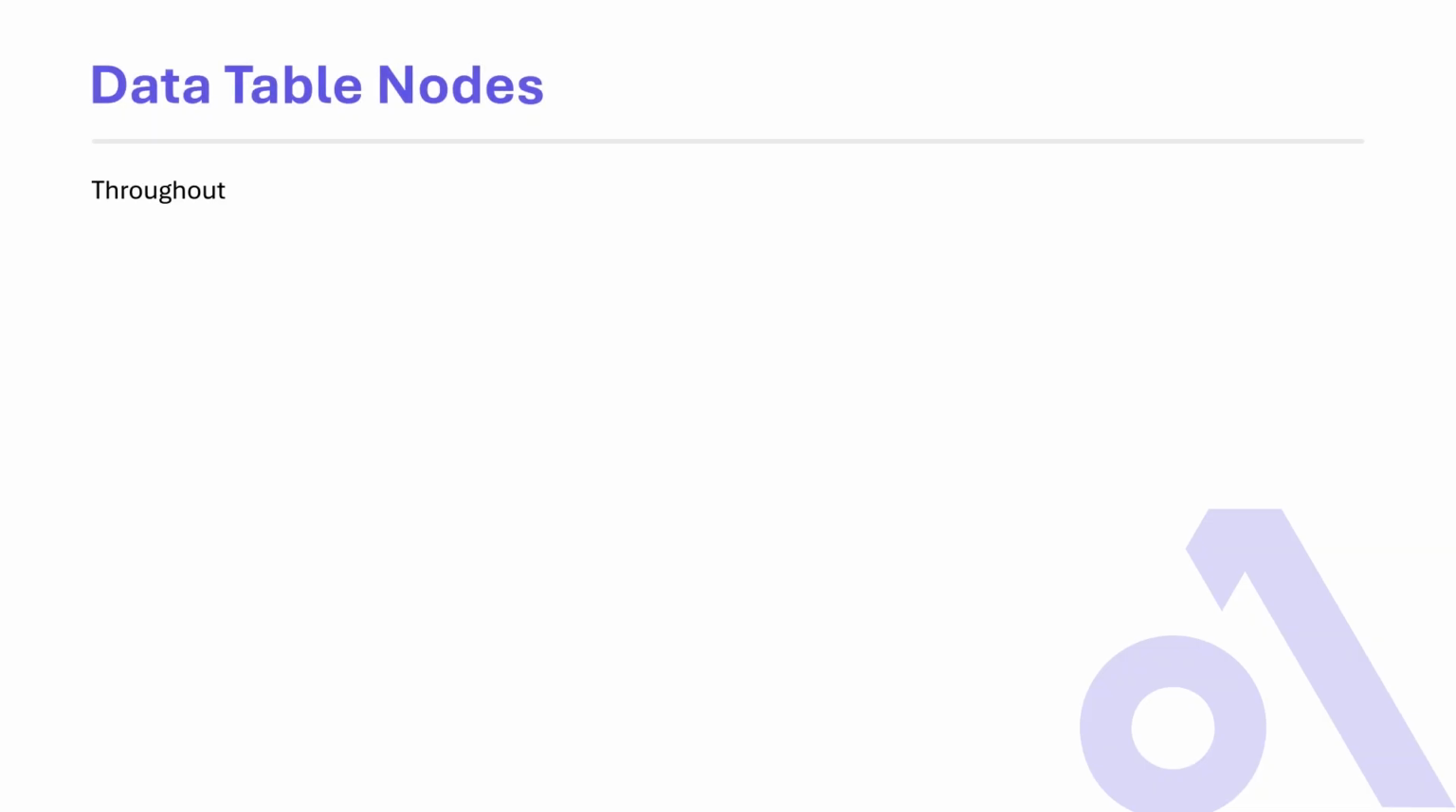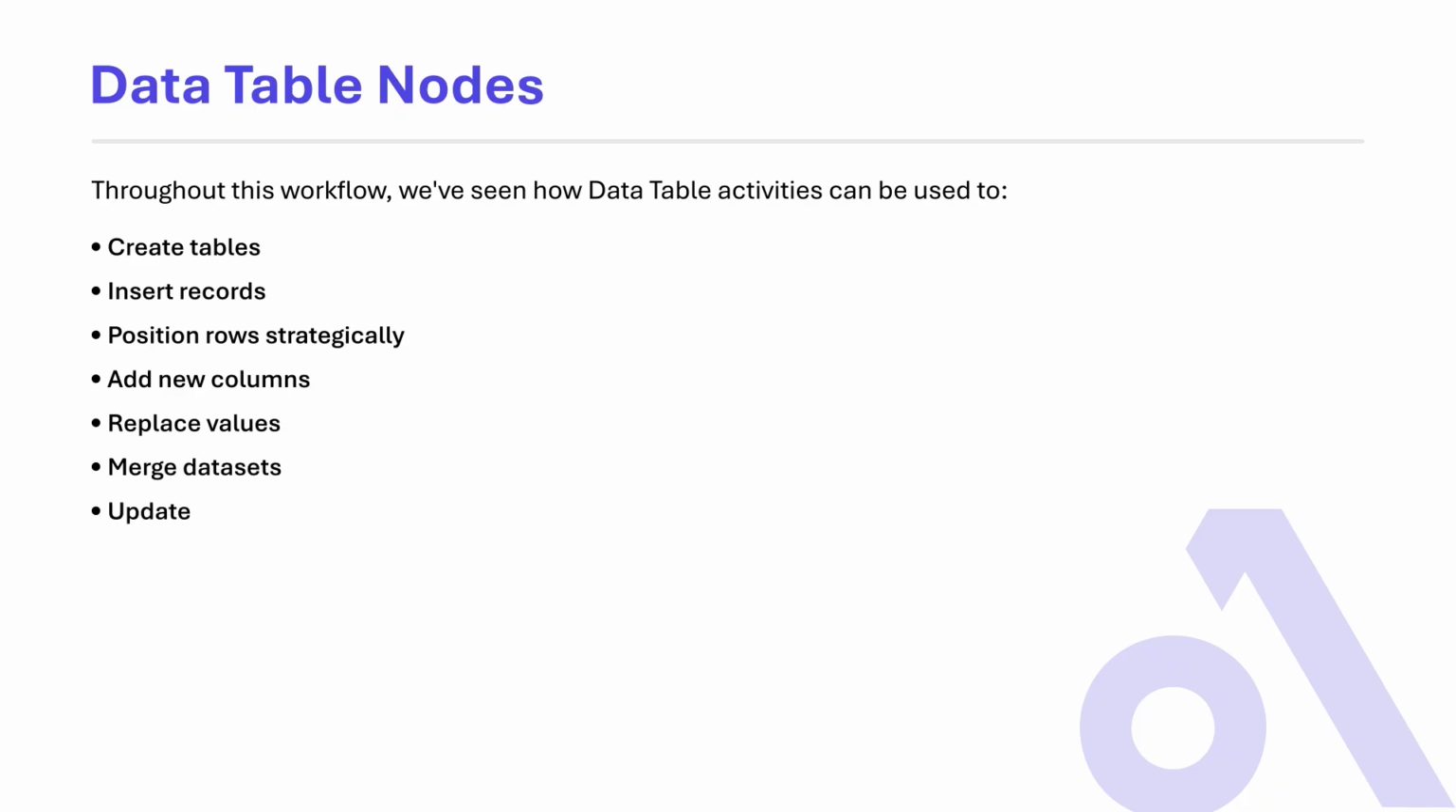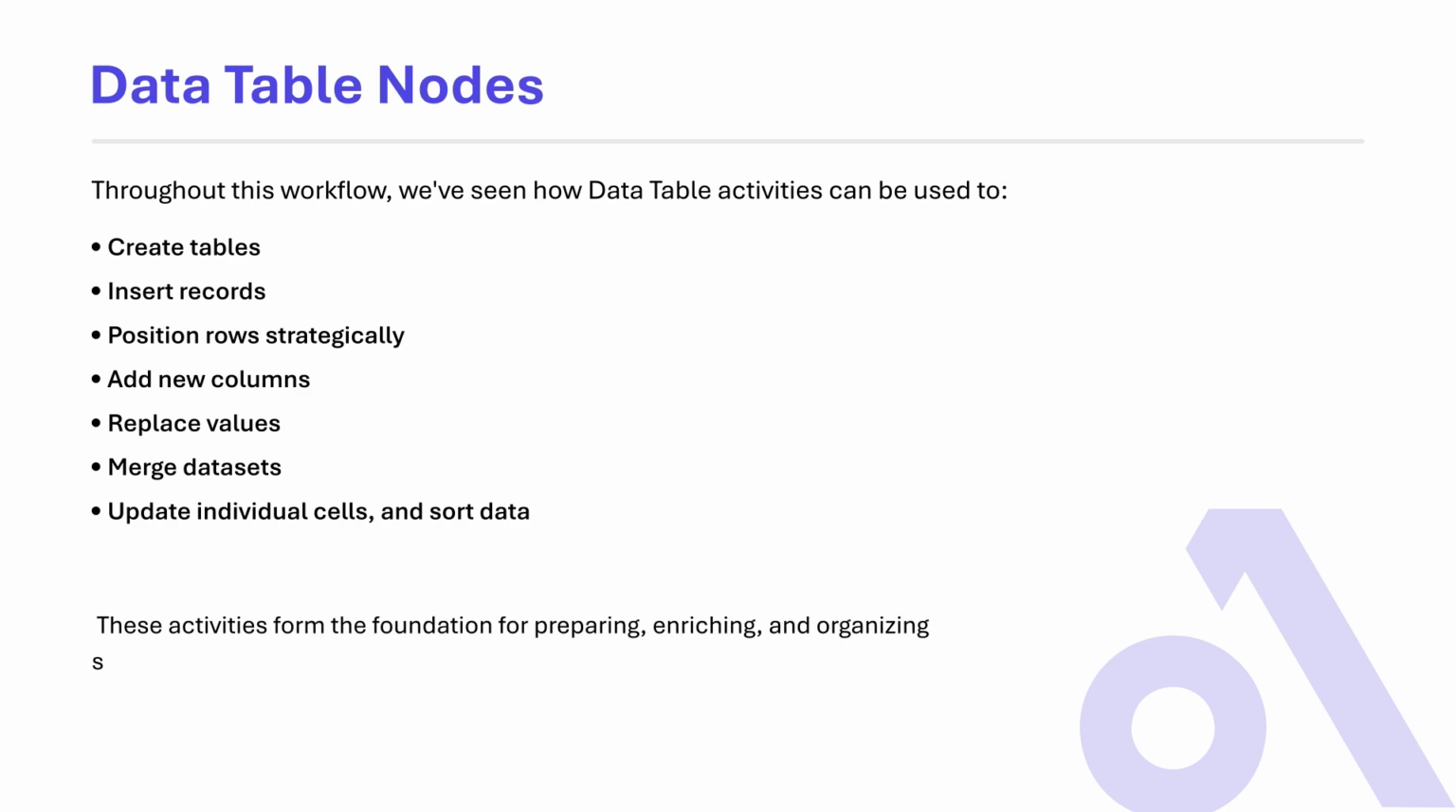Throughout this workflow, we've seen how data table activities can be used to create tables, insert records, position rows strategically, add new columns, replace values, merge data sets, update individual cells, and sort data. These activities form the foundation for preparing, enriching, and organizing structured data within Avintra automation workflows.